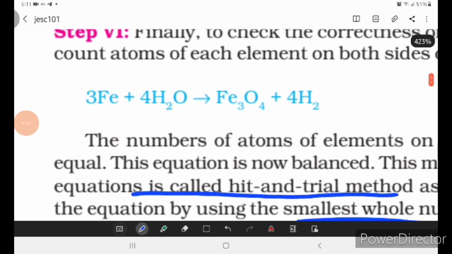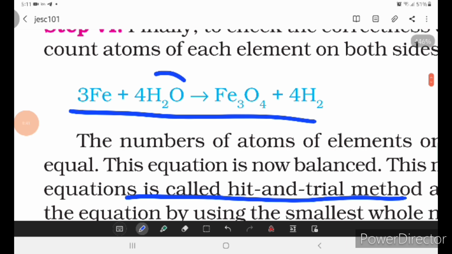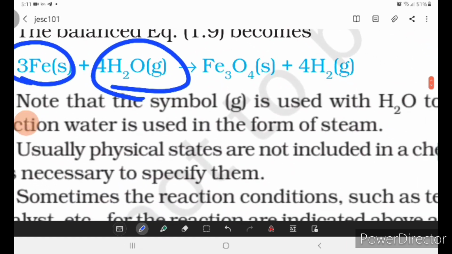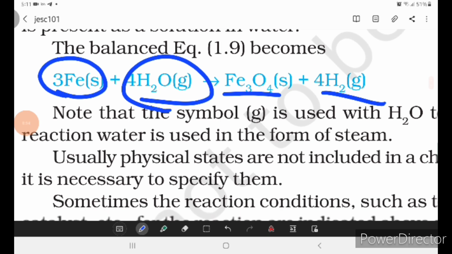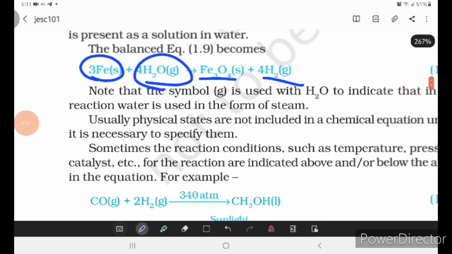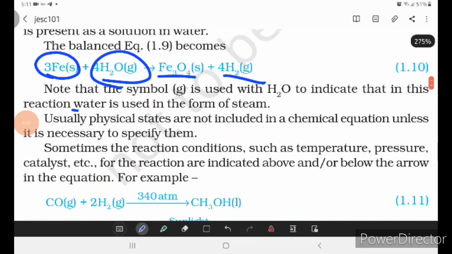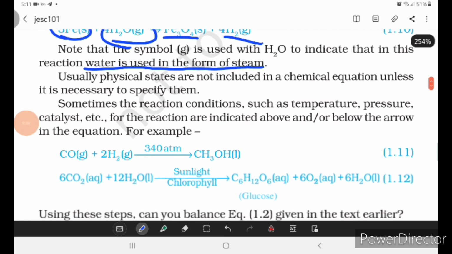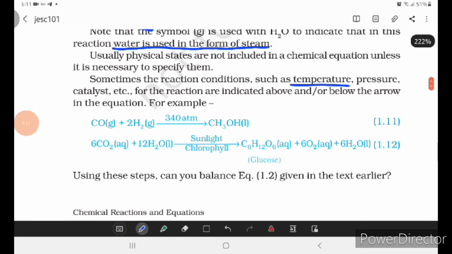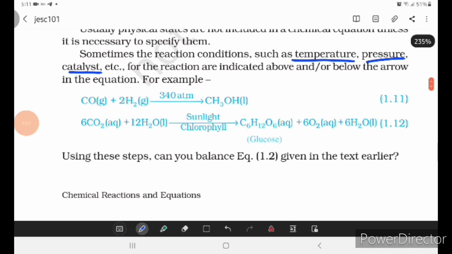Like when you don't have any of the solid, liquid or gas, would you know that the water is liquid or gas? No. So by assigning the symbols of their physical states, it is very easy to know that yes, we have used vapor form of water to do this experiment, and here we got solid, here you got gas. Note that the symbol G is used with H2O to indicate that the reaction water is used in the form of steam. Usually physical states are not included in a chemical equation unless it is necessary to specify them. Sometimes you also use the conditions like temperature, pressure, catalyst, etc. to make the equation more effective and more informative.